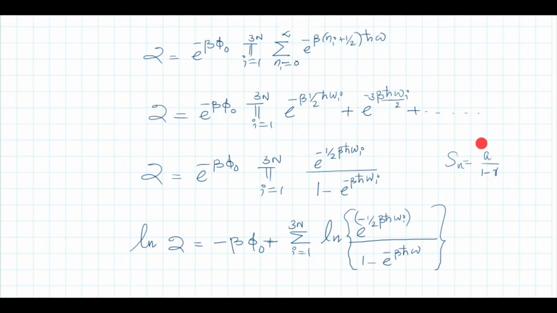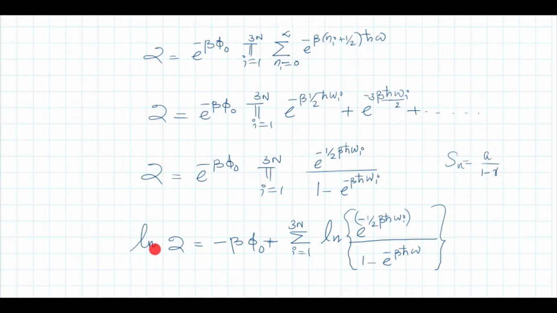So we have the sum to infinity of a geometric progression as S equal to a by 1 minus r. Instead of a, you have e raised to minus half beta h cut omega i. Instead of r, you have e raised to minus beta h cut omega i. Substituting those values, you will get zeta as e raised to minus beta phi naught pi i equal to 1 to 3n e raised to minus half beta h cut omega i divided by 1 minus e raised to minus beta h cut omega i.